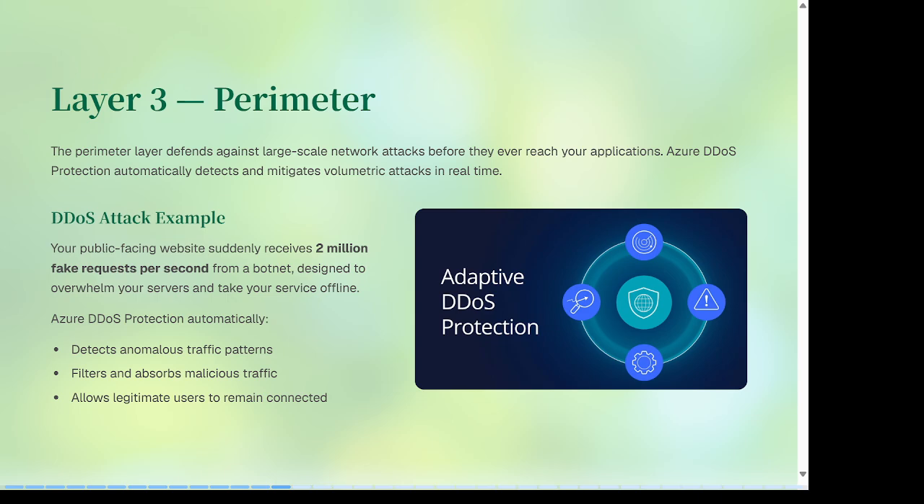If you see a question like this in the AZ-900 exam, website downtime due to massive traffic, always think of DDoS protection at the perimeter layer.